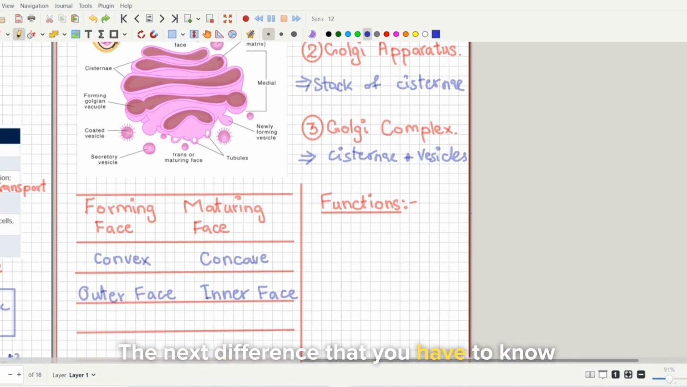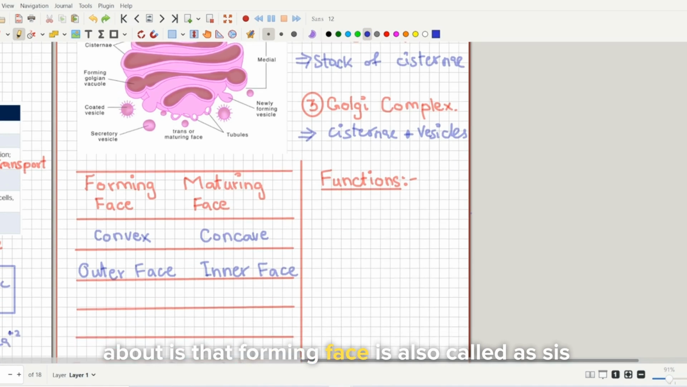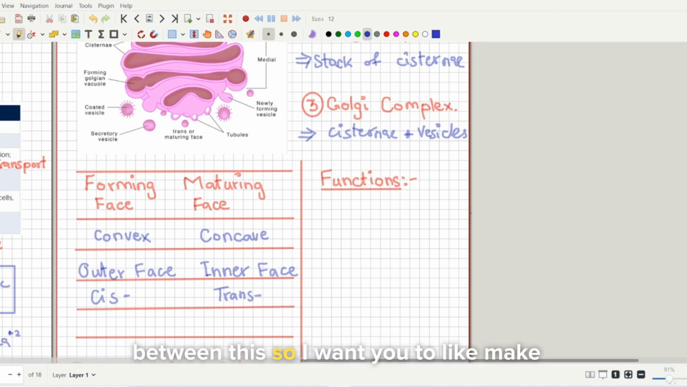The next difference is that the forming phase is also called the cis phase, while the maturing phase is called the trans phase. These are important differences, so I want you to make mnemonics or memorize them. Most students mix them up a lot. Write them down in your notes, revise them again and again, and please don't make any mistake about this in your IMAT exam, because they might ask what is happening at the cis phase of the Golgi apparatus, or what happens at the inner phase of the Golgi apparatus.